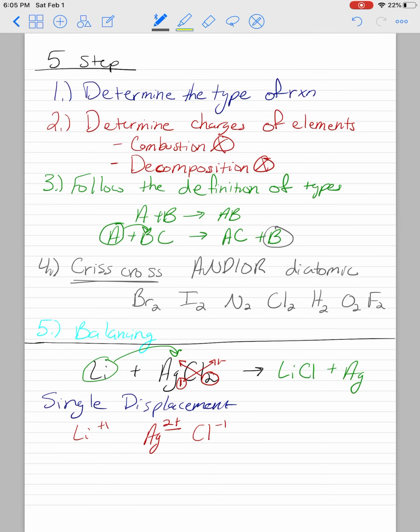Now, finally, we need to crisscross and or check for diatomics. Luckily for us, lithium and chlorine both have a -1 charge, so our crisscross is done, and silver is not a diatomic element, so we are finished. So we just predicted, before we ever stepped into the lab, that if lithium reacted with silver 2 chloride, we would get lithium chloride and silver.